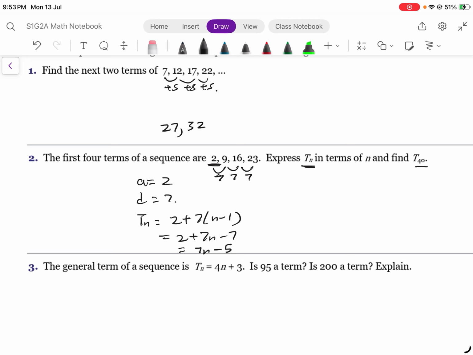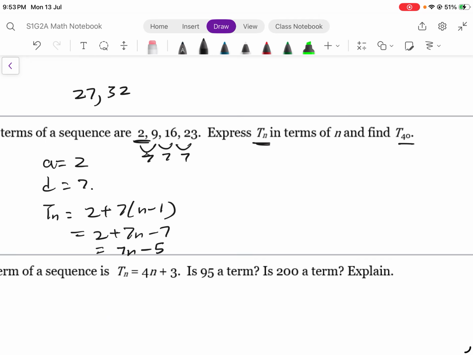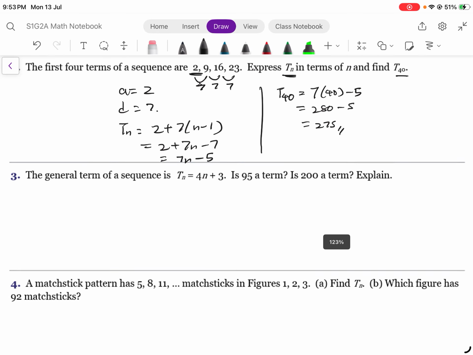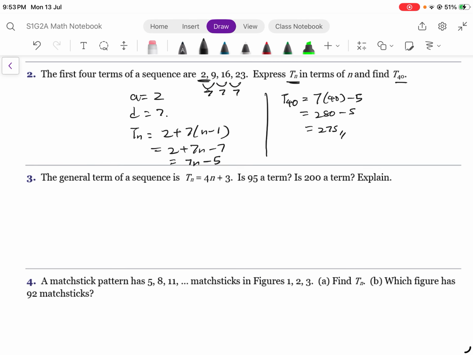Then they want us to find T40. After we find Tn, T40 is very easy to find. 7 times 40 minus 5. So we get 280 minus 5, we get 275. Simple, quite easy, huh? Okay, next one. Is 95 a term? Is 200 a term? I think you know what to expect. But just do the working, show your working.